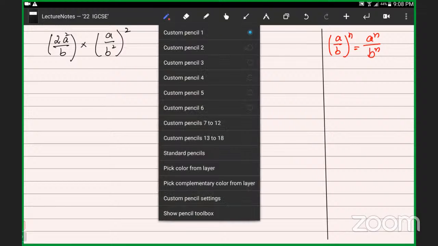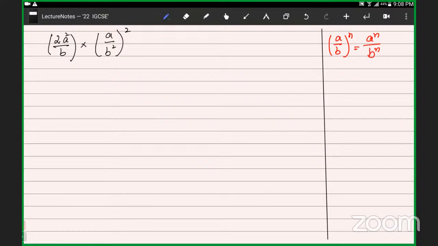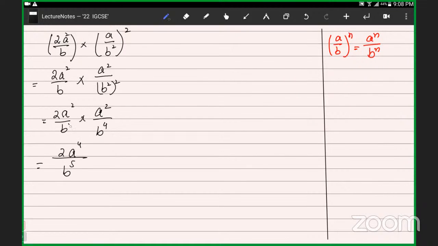So now it is 2a square divided by b into that is a square divided by b, what will the power become? Power of power will be multiplied, so 4. Don't do it directly: b power 2 whole power 2, right? So it is 2a square divided by b into a square divided by b raised to the power 4. Now it's 2a raised to the power 4 divided by b raised to the power 5. Okay, that is our final answer.